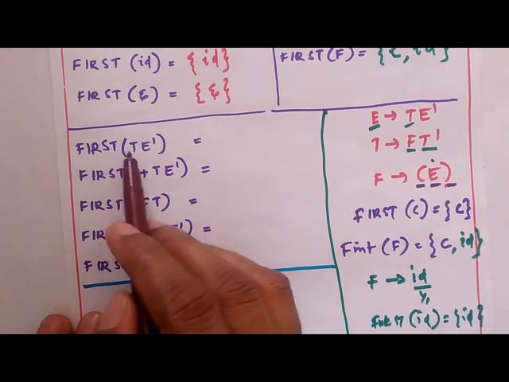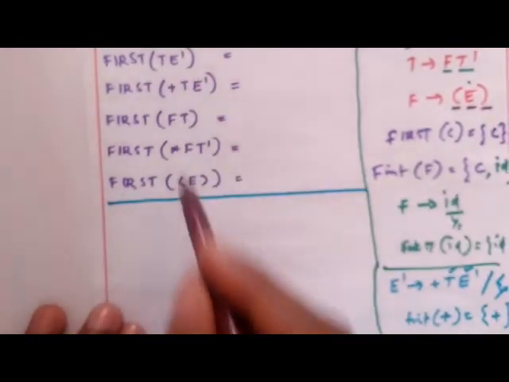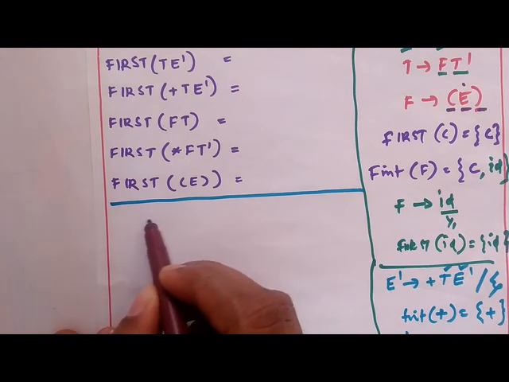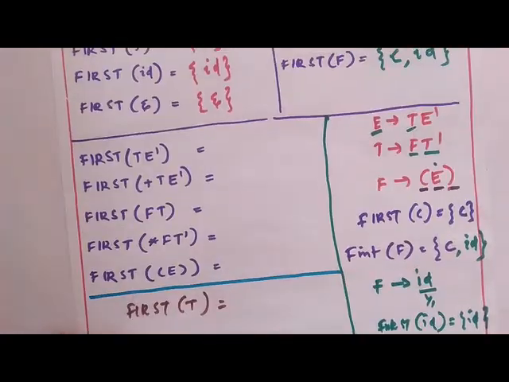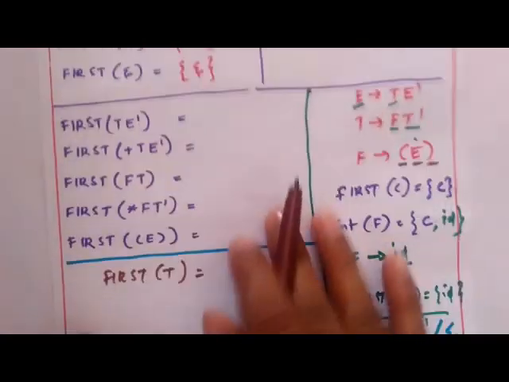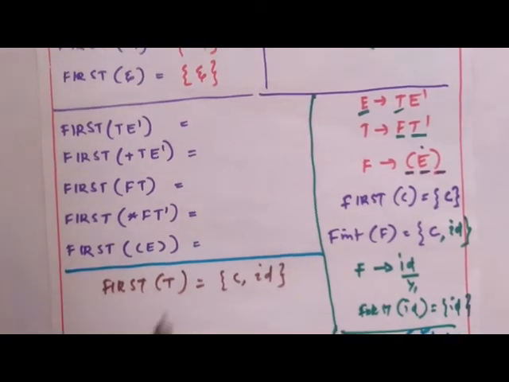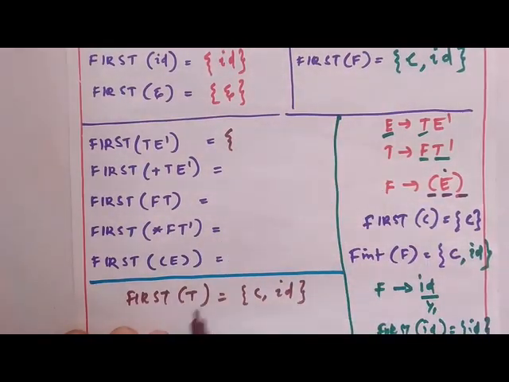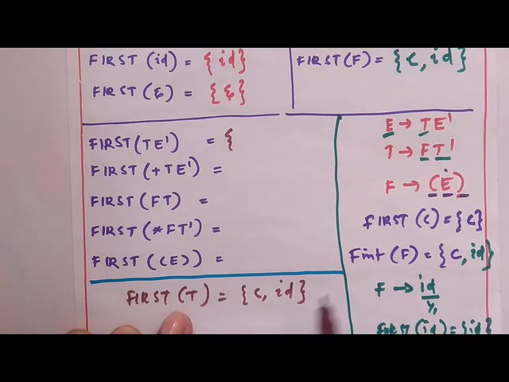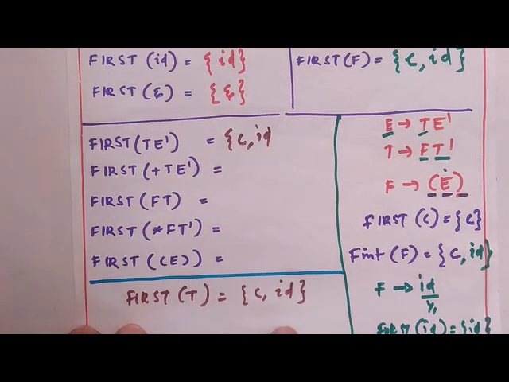The next one is how to compute first of a string of the form T E dash. If you want to compute first of T E dash, we need to compute first of T. Already we computed, first of T is left bracket and id. Our rule says that first of T E dash contains all symbols in first of T except epsilon. So we will write left bracket and id. These are the two symbols which are not epsilon, so they are included in first of T E dash.